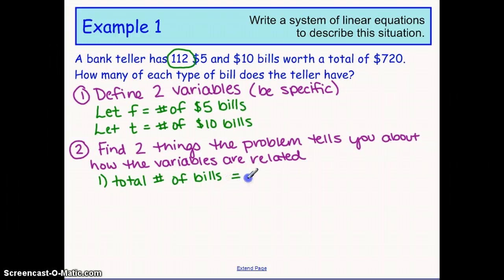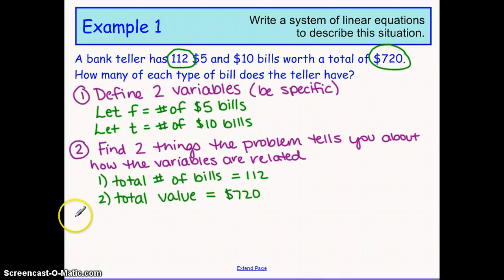So the total number of bills, that's 112. And another thing that it tells us is how much they're worth. So it's saying this is how many there are, but if you count up the value of all of this money that this bank teller has, you should get $720. So if we look again at our total value, that's not 112, that's something different, that's 720.